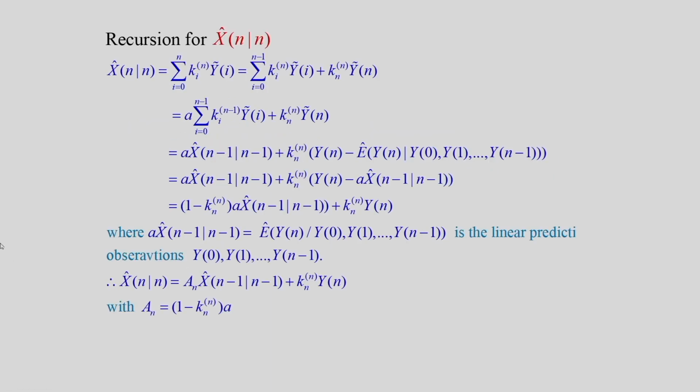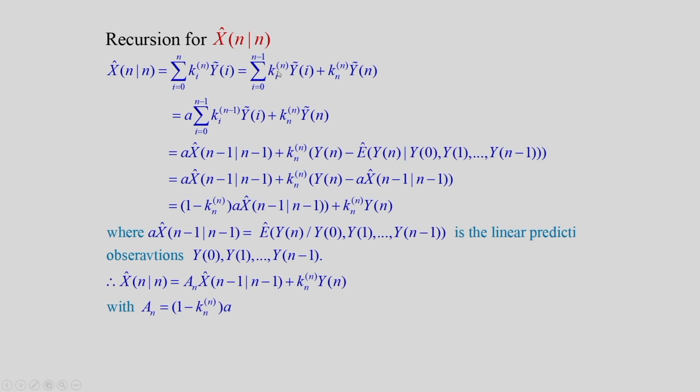Now, let us see how we can get the recursion for the estimator. We have x hat n given n, that is the estimator, equal to summation ki n into y tilde i, i going from 0 to n, and this is equal to summation ki n y tilde i, i going from 0 to n minus 1, plus kn n into y tilde n. So, we are taking the last term out.